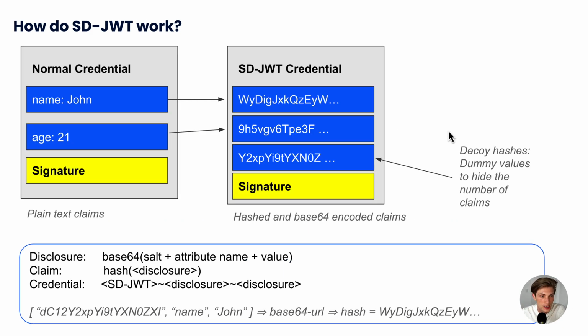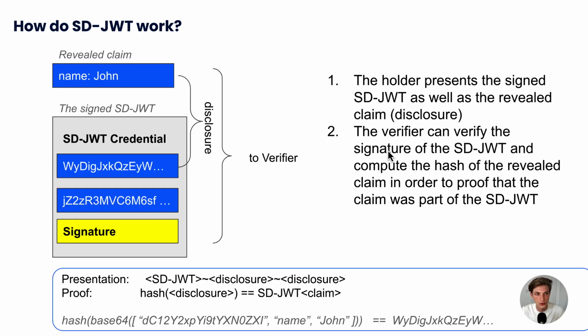So how do SD-JWTs now work? In a classical scenario where you share normal credentials, all the values in the credential can be read in plain text. In an SD-JWT credential, all of these values are in a hashed format, making them unreadable. This allows the holder to choose which claims to reveal to the verifier by providing the plain text values, also known as disclosures, together with the SD-JWT credential.